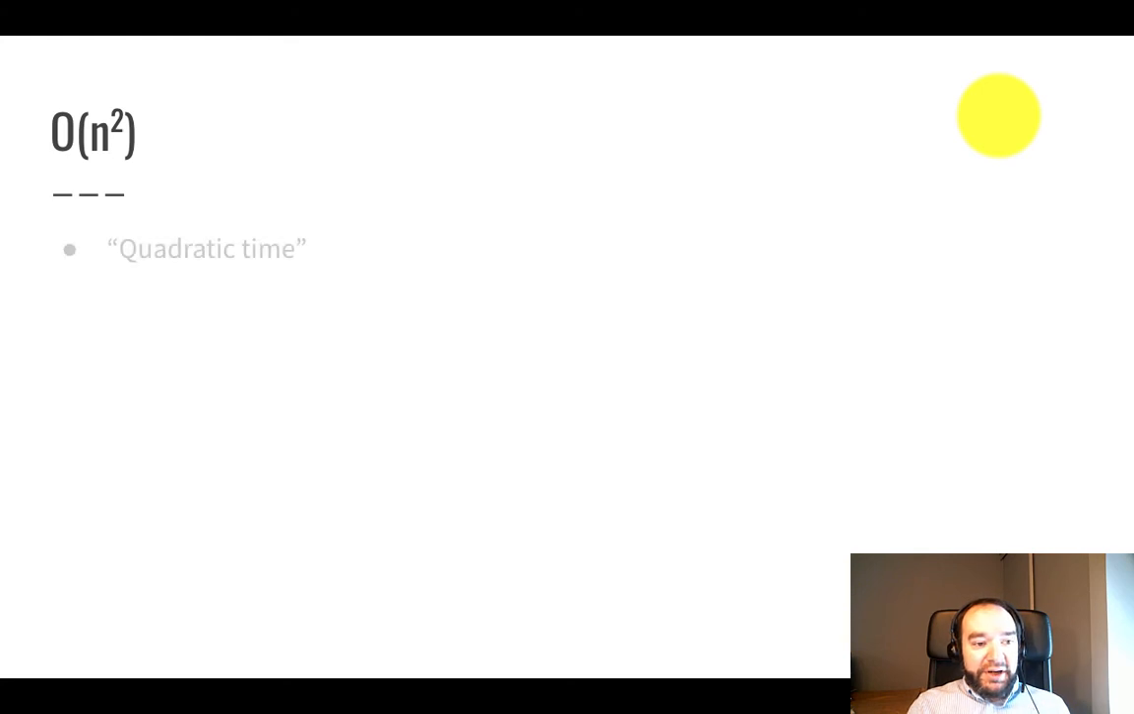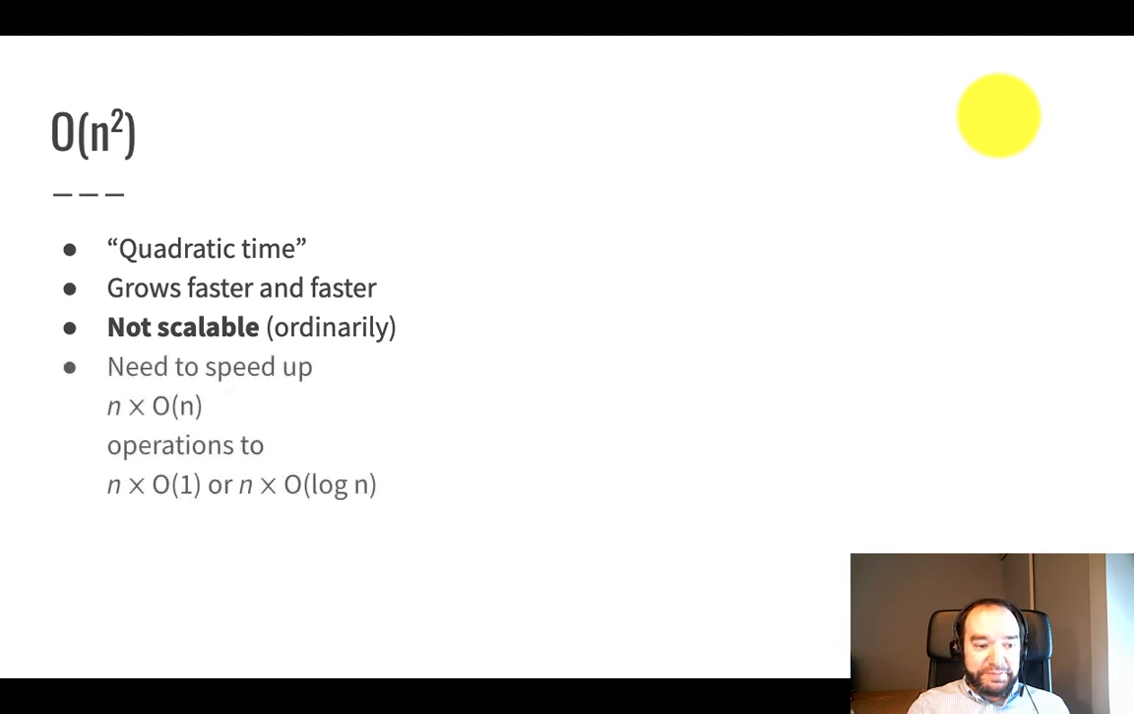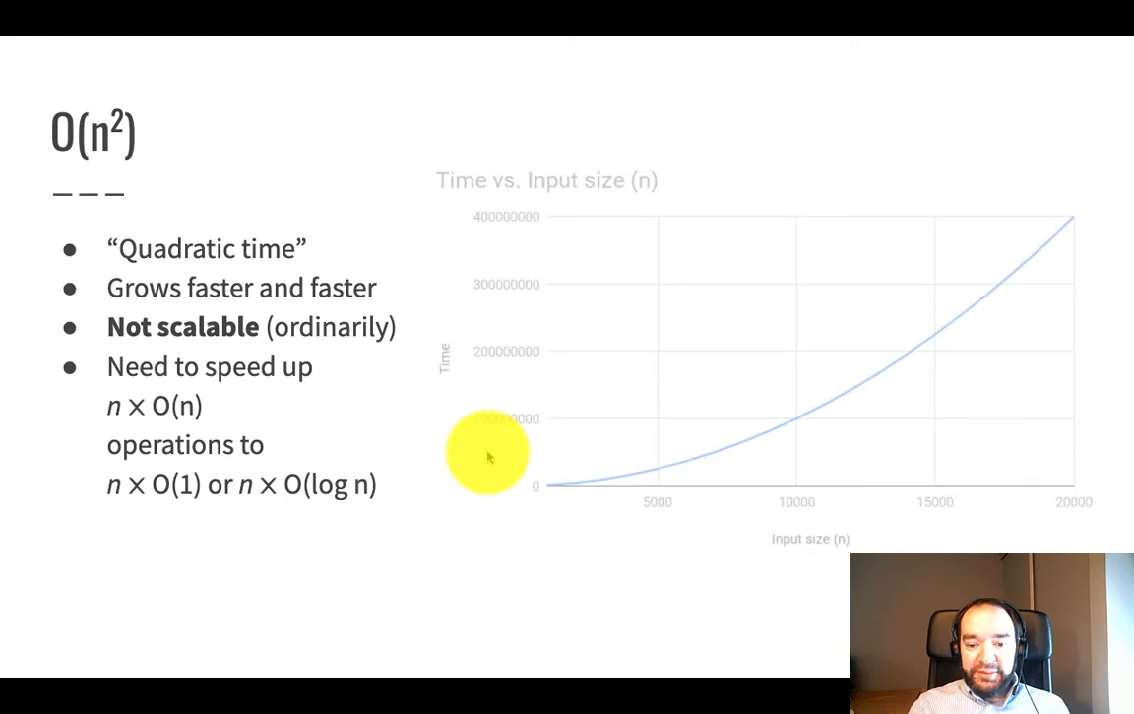Finally, big O of n squared. This is pronounced quadratic time because it's a quadratic polynomial. This runtime grows faster and faster and is ordinarily not scalable because it grows pretty fast. And this is something that then usually needs to be sped up. If we have an operation that takes quadratic time, we need to do our best to try to speed it up. What's going on here usually is you have n big O of n operations that are repeated, and we want to replace that with n constant time or n logarithmic time operations to get a better runtime.